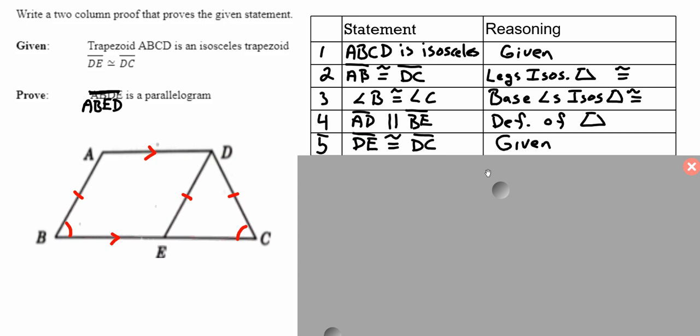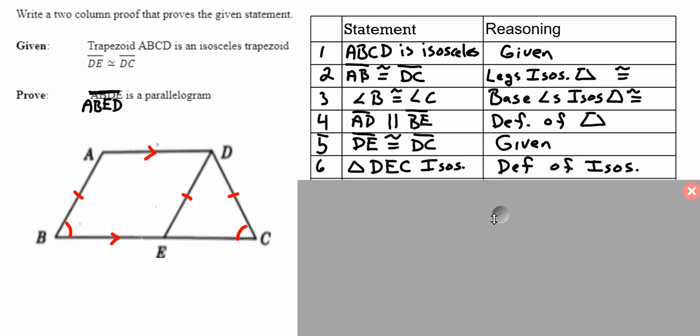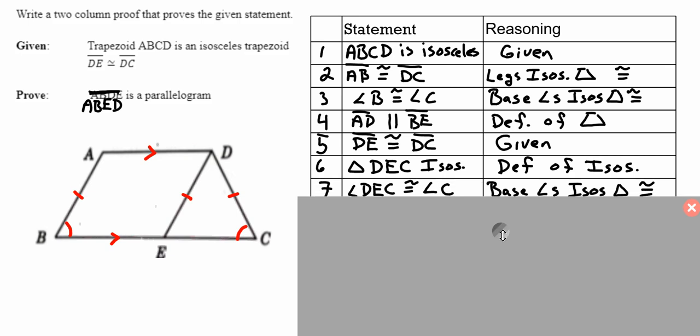So if I'm given information that DE is congruent to DC, that tells me that I've got an isosceles triangle here, and that this triangle off to the side is an isosceles triangle. Which then I'm allowed to say, okay, well, I know that angle DEC and angle C are congruent because they're the base angles of an isosceles triangle.